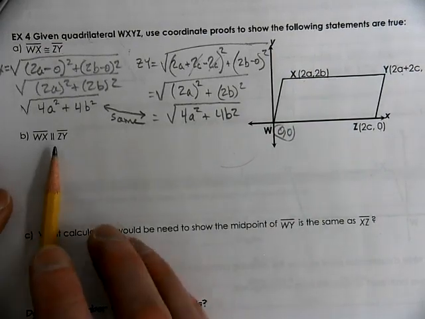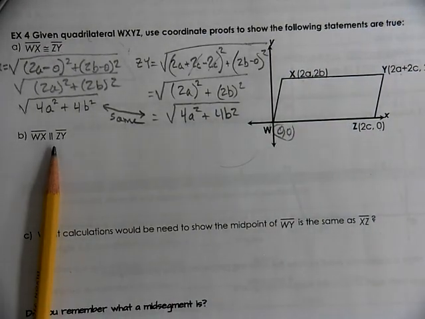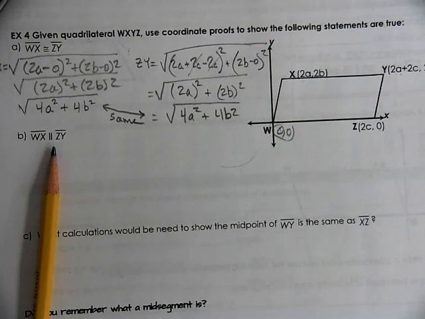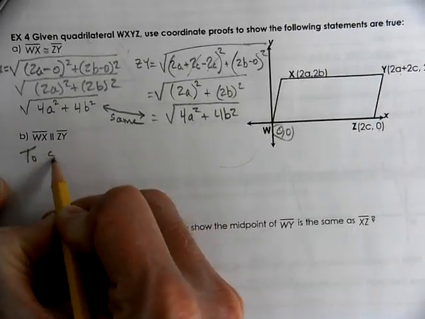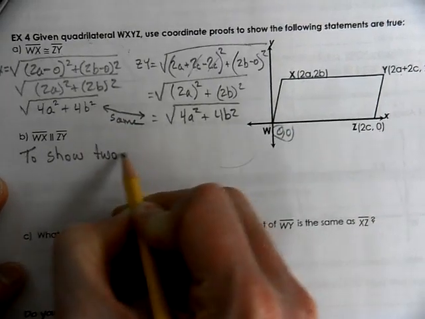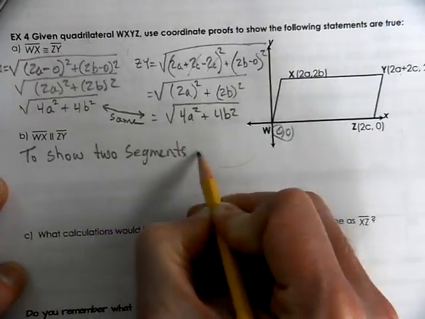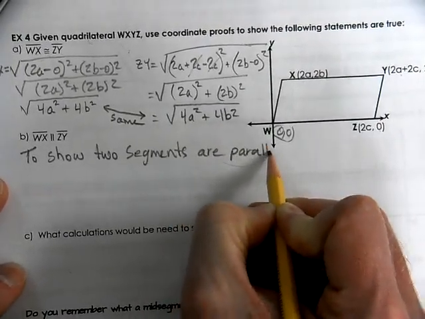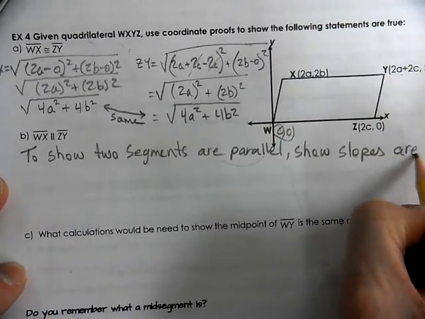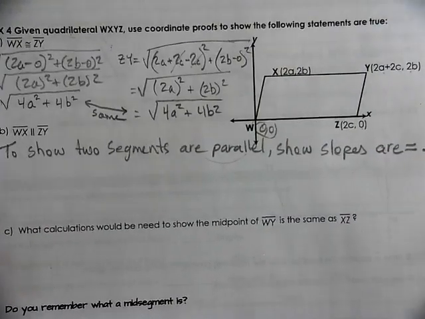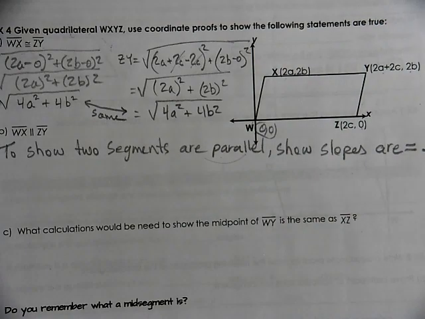How are we going to show parallel? What does it take to show parallel? To show two segments are parallel, show slopes are equal. To show the segments are parallel, we have to show the slopes are equal. So we're going to use the slope formula.